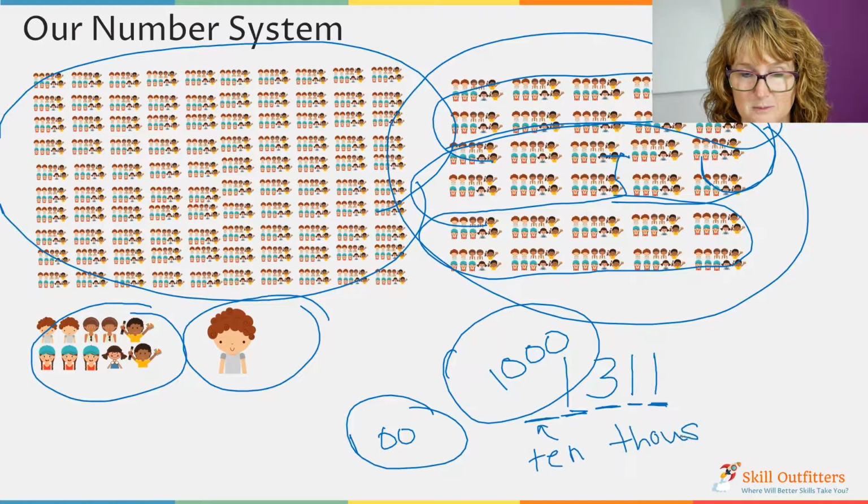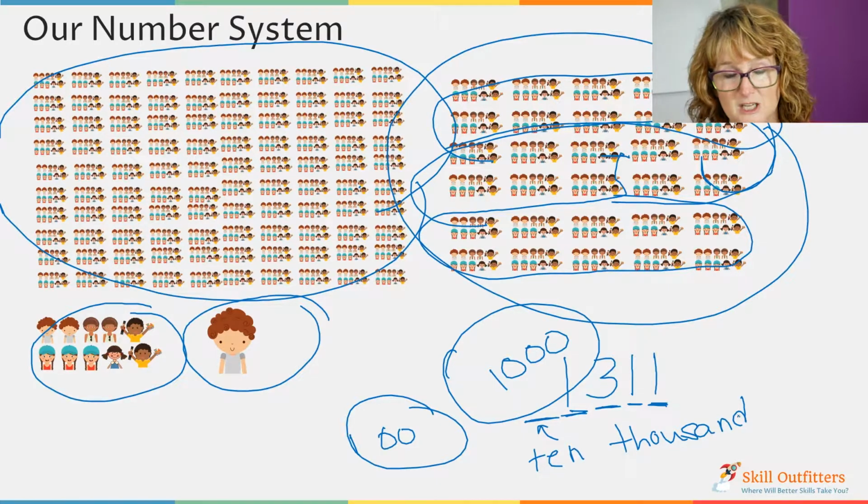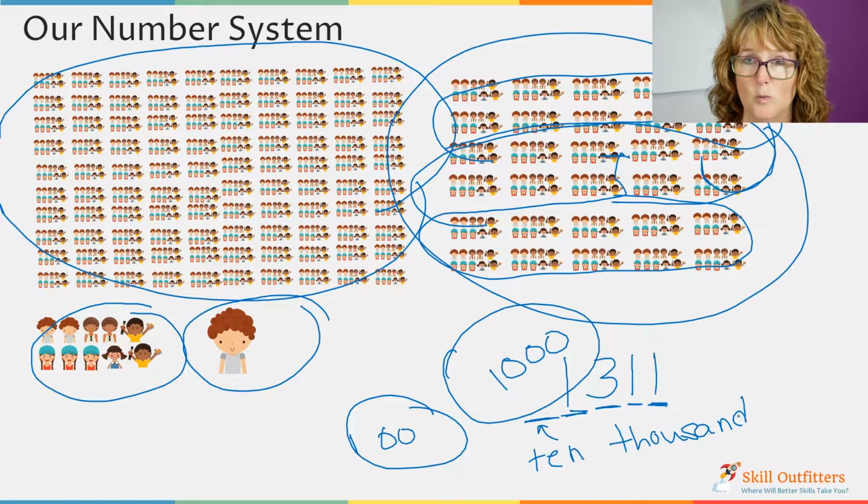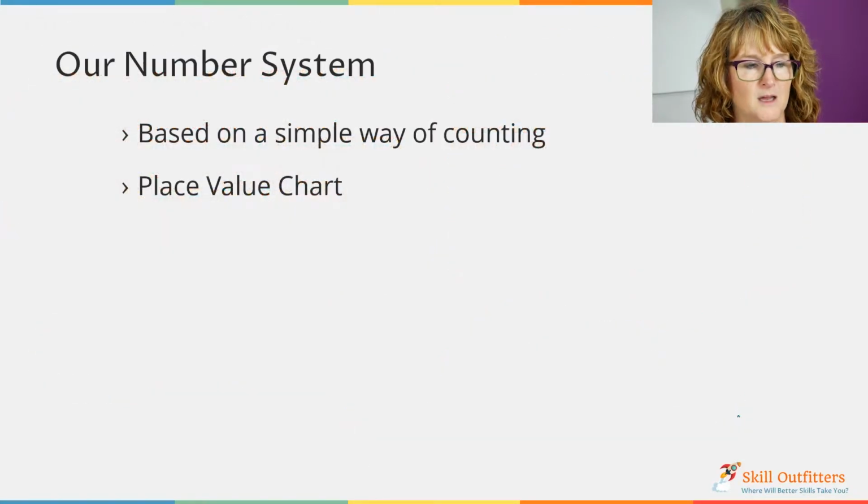Because it makes sense, right? Because we have 10 thousands, 10 groups of 1,000, which makes 1 10,000. Okay. So this can be very confusing if we don't organize everything and come up with a way of organizing it. So our first thing here is we're going to use what's called a place value chart.